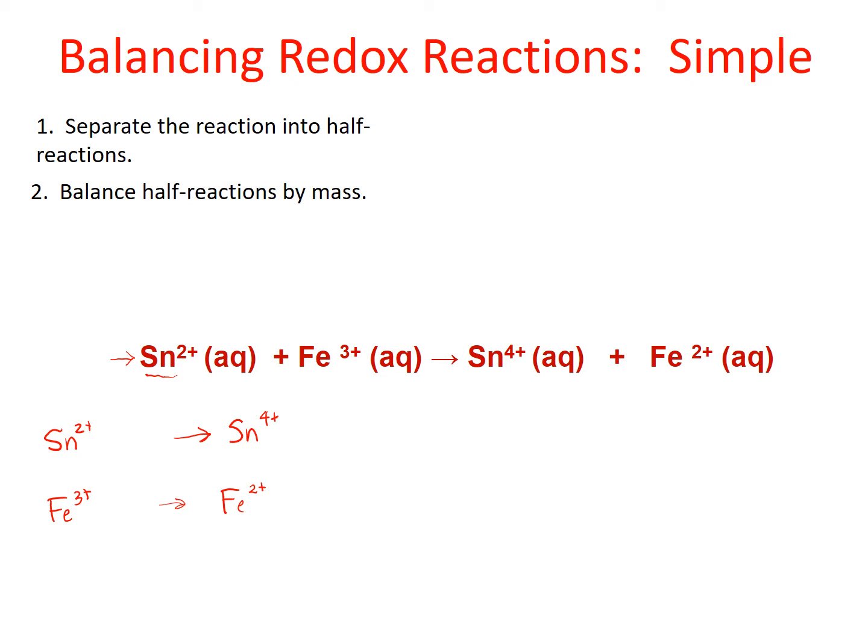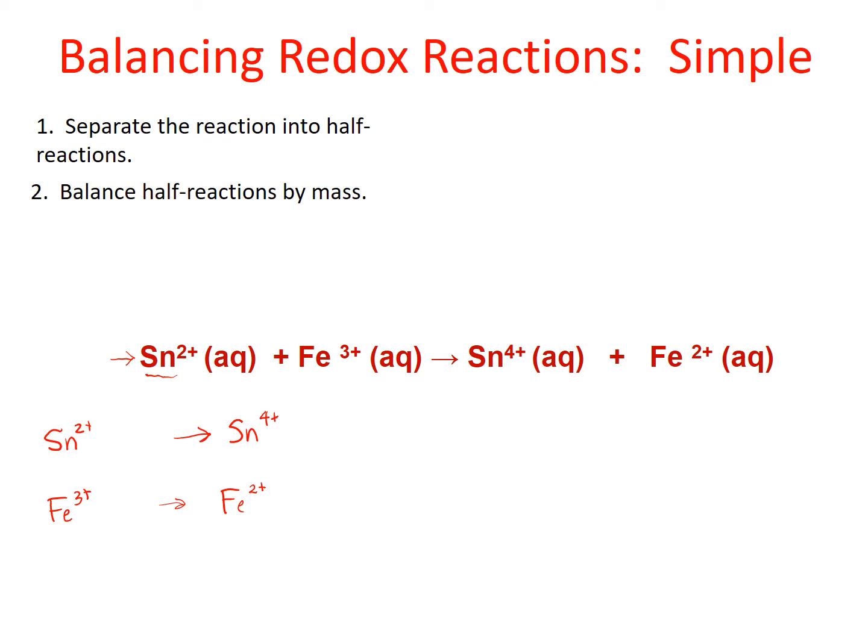So in this first half reaction, I have one tin ion here on the left and one tin ion here on the right. Well, that's 1 and 1 for tin. So that's mass balanced. Now, I do recognize that they have different charges, but charge does not influence mass. So we're going to ignore the charge when we're doing our mass balance and just look at the actual elements and make sure that we have the same number of each on each side of the arrow.